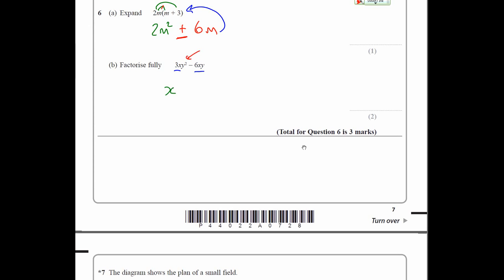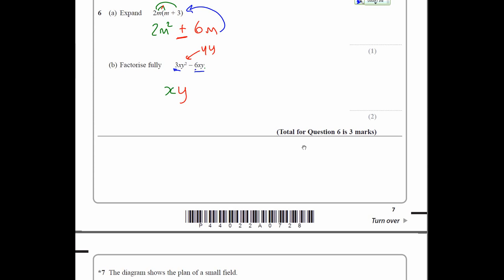Okay, this one you've got y squared, which means y times y. And in this one you've just got y. So one of the y's is common that you can take out. Now think of your numbers as well. You have to think, are your numbers in the same times table?